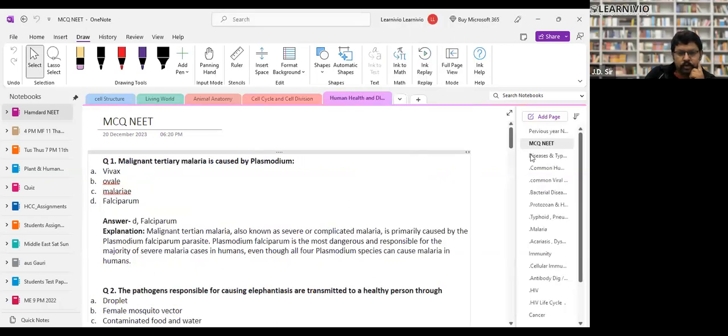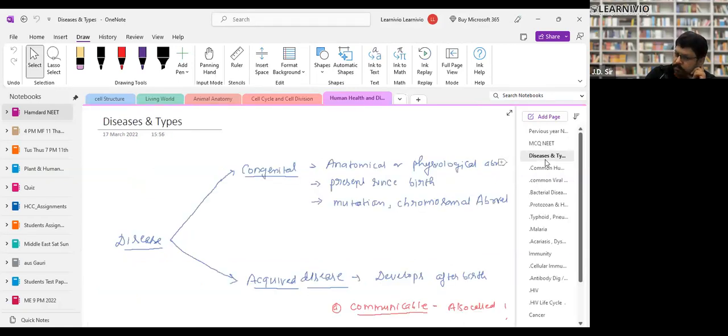Now go through with the human health and disease part, right? That is important. First, you go through with your NCERT, and whatever literature you have, and let me know if you have any doubt in any of the headings, subheadings, or any topic.